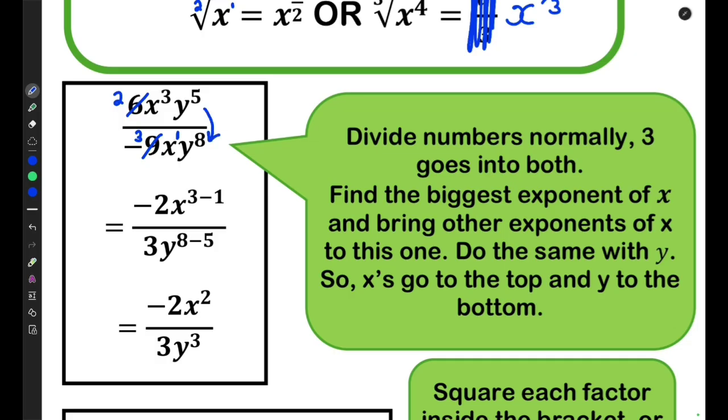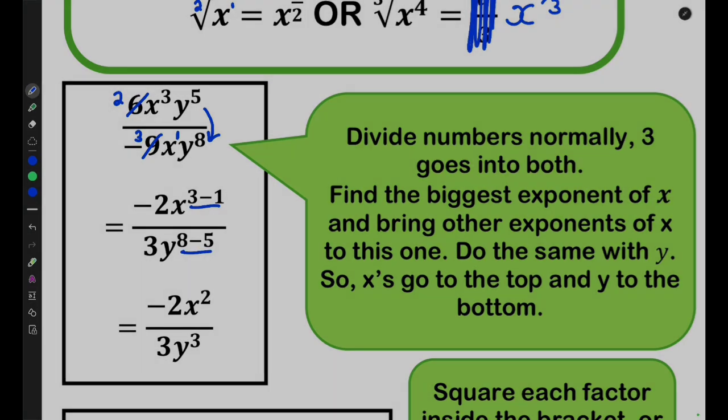I'm going to take it down to the bigger exponent. And if I move it across a fraction, I need to subtract it. So that is why step 2 looks like it does. Okay, final answer. I just do these little sums, and that's how we get minus 2x squared over 3y cubed.